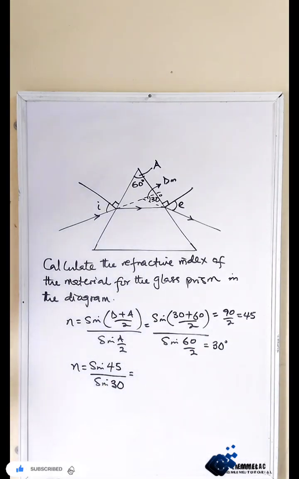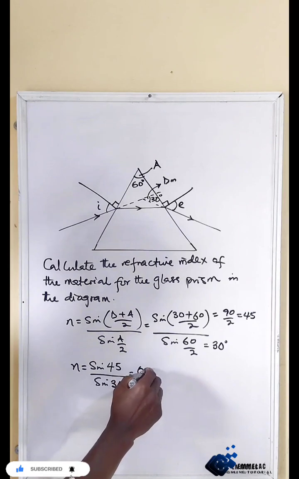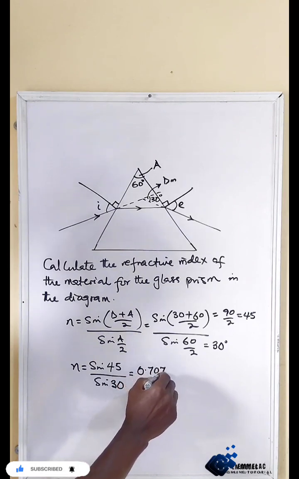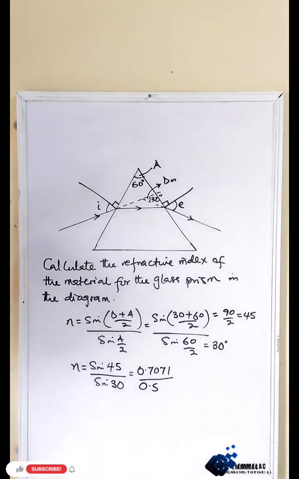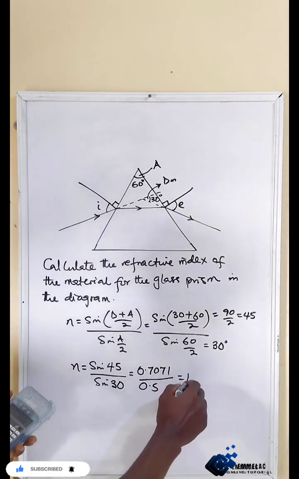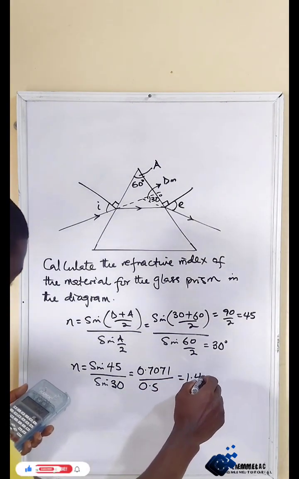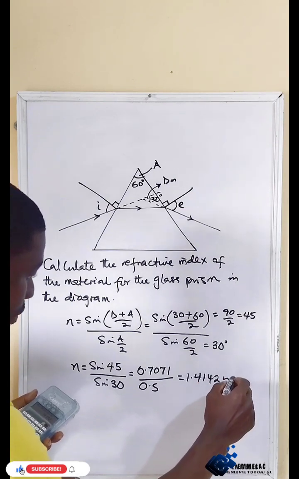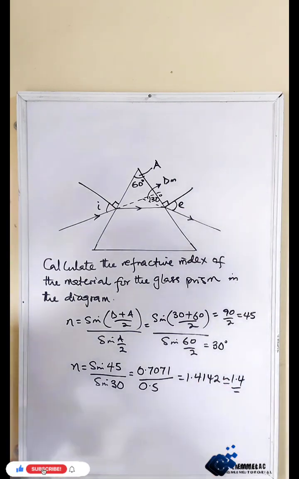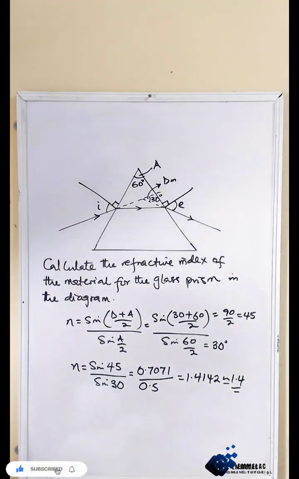Sine 45, I'm sure, should give us 0.7071 all over 0.5. Now punching our calculator here, 0.7071 divided by 0.5 should give us 1.4142, approximately 1.4. So that's the final answer.